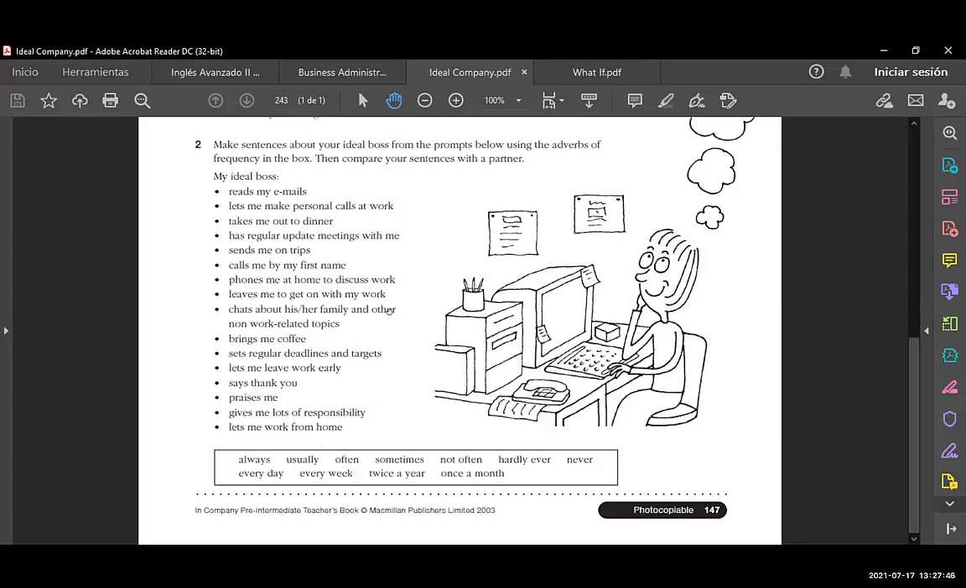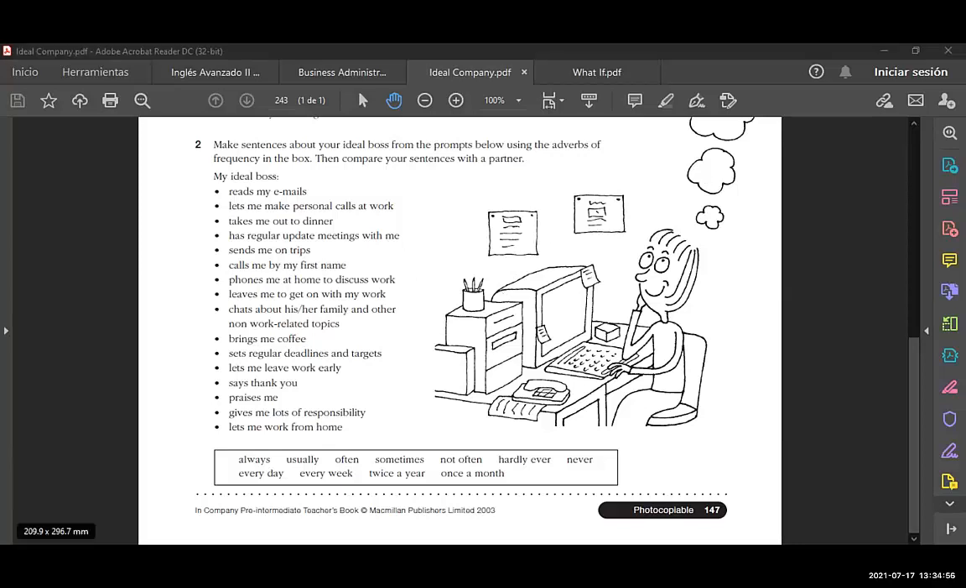Okay, so do five examples about your ideal boss, and if you want to add some more information, it's up to you. So is it clear what you have to do in number 2? Yes, teacher. Okay, four minutes and we check. Two minutes, profe. Okay, yes, two more minutes. Teacher, how many sentences do we have to do? Only five. I'm finished, teacher. Good. We hold on two more minutes and we check, please. Yes, teacher.